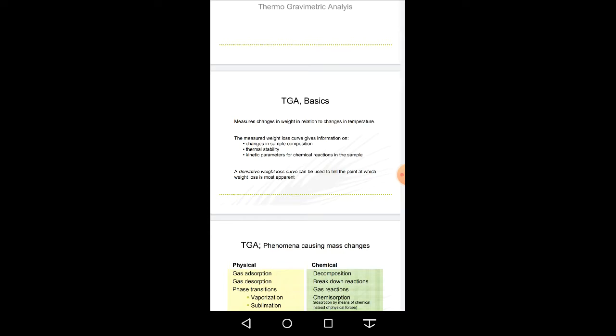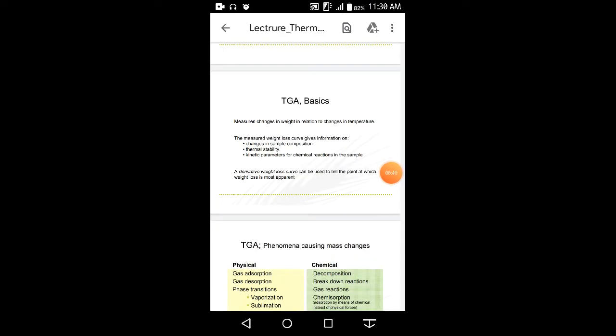temperature. Okay, so what changes come when we change the temperature of a sample? The measured weight loss score gives information on changes in sample composition, thermal stability, and kinetic parameters for chemical reactions in the samples. So changes occur in weight when we apply some temperature, either cooling or heating. The changes we get are in sample composition, thermal stability, and kinetic parameters for chemical reactions in the sample.